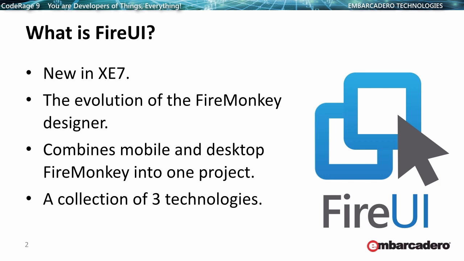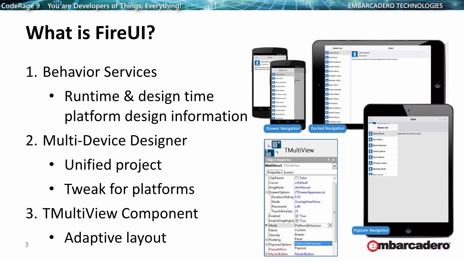And it's actually made up of three different technologies. The first technology that is behind the scenes is called behavior services. This provides runtime and design time platform design information. The second technology is called the MultiDevice Designer. This is the designer that allows you to design your UI once and then modify it and tweak it to get the perfect customization for all your platforms. And then the last part of the FireUI technology is the MultiView component. This is an adaptive layout control that is just absolutely fabulous. So let's take a look at each part individually.